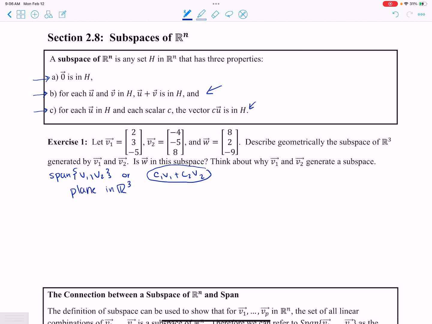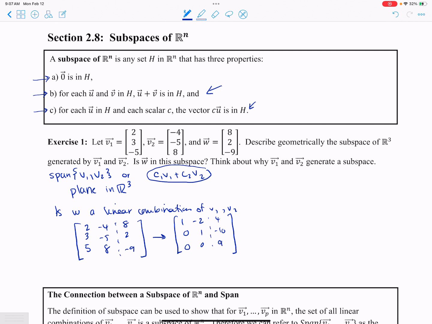To determine if W is in this space, another way to ask that is: is W a linear combination of V1 and V2? And we know how to do that. We're going to augment, and we can row reduce. When we row reduce, you get this last row of 0 equals 9. That's no solution, which means W cannot be written as a linear combination, so W is not in the subspace.